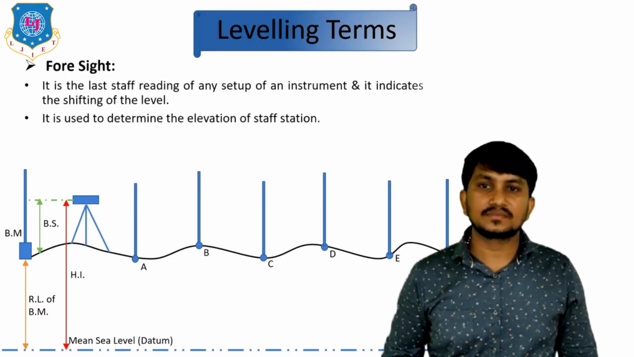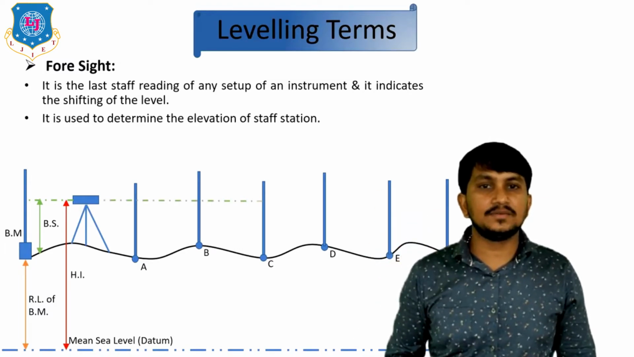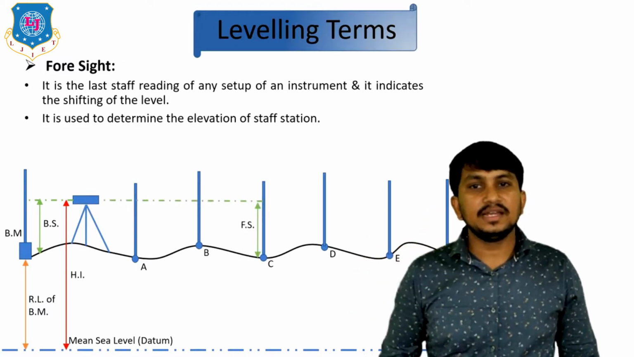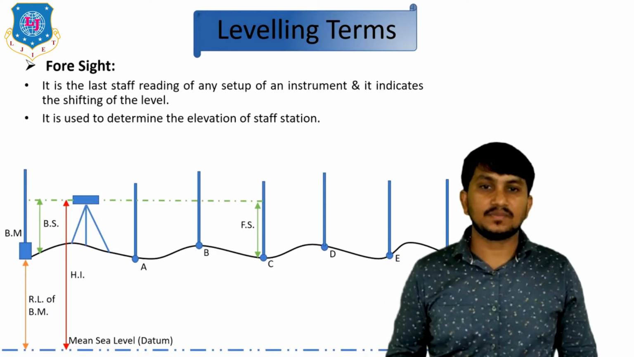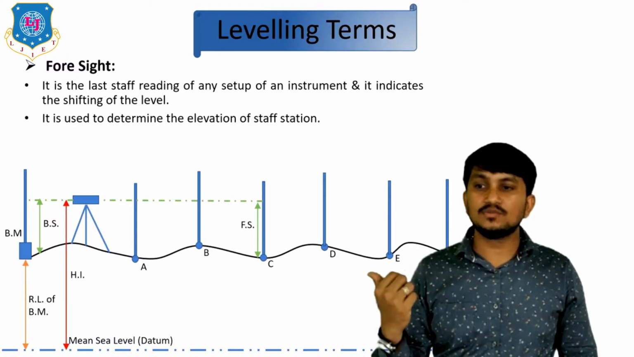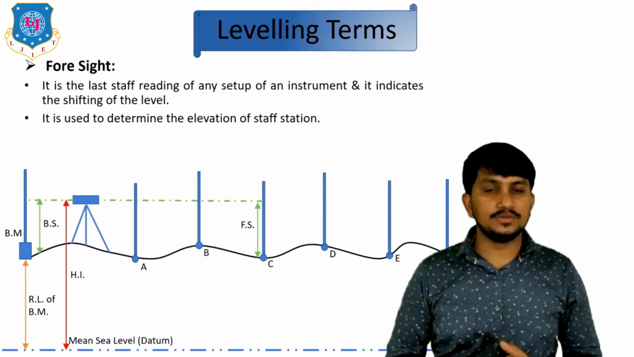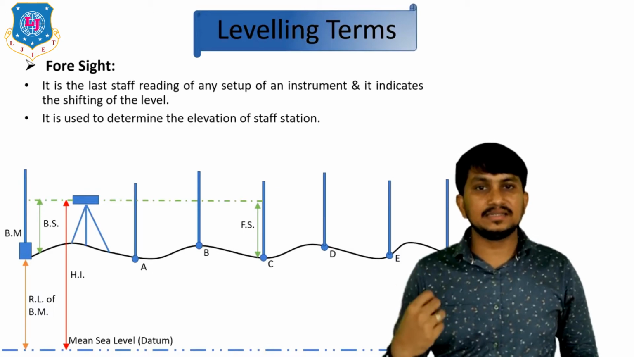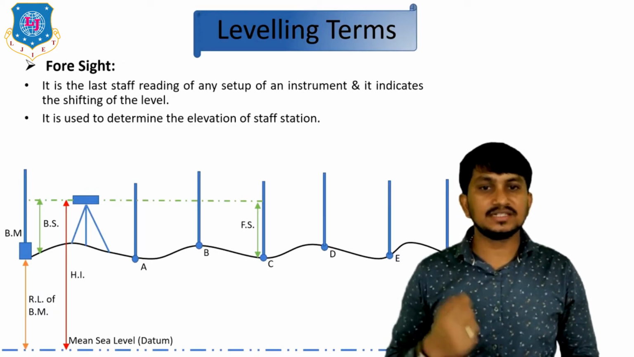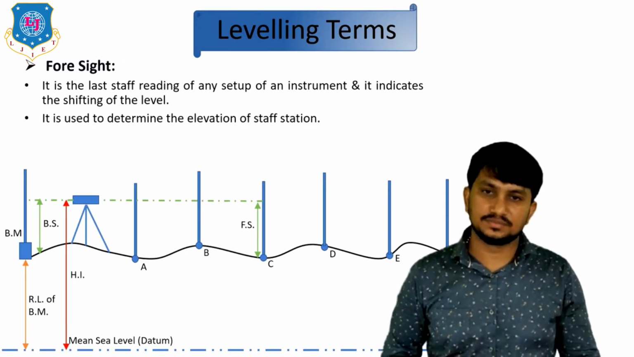Next is foresight. It is the last staff reading of any setup. It indicates the shifting of the level. Here the range of this first setup is about C. After point C, this setup cannot be used. The reading at C is the last staff reading, so it is called FS. It is used to determine the elevation of the staff station.